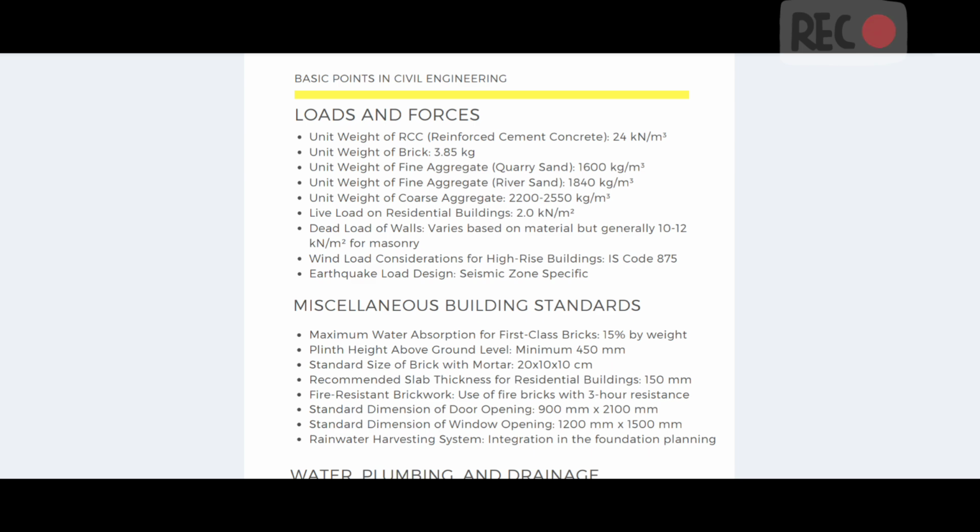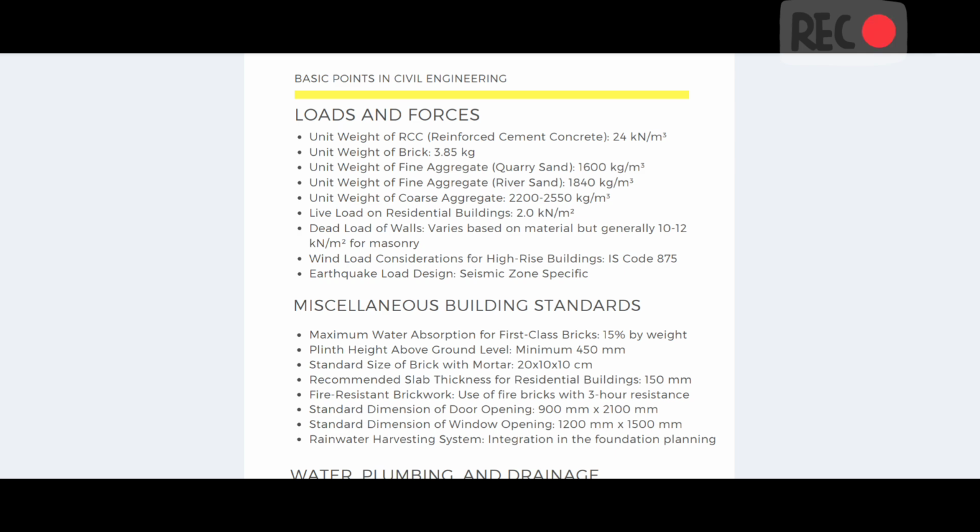Live load of the residential buildings 2 kN per meter square. Dead load of the walls approximately, that's 10 to 12 kN per meter cube. Wind load should be as per the IS code 875. Earthquake load design should be for the seismic zone specific.